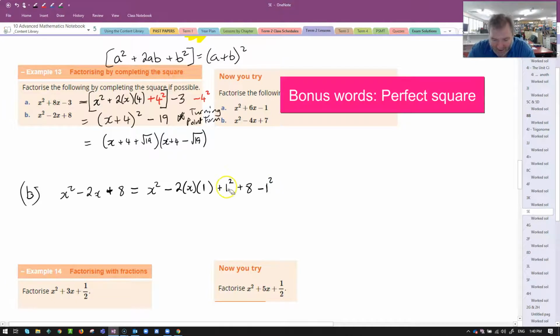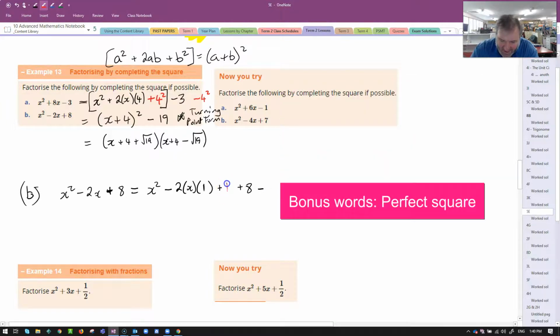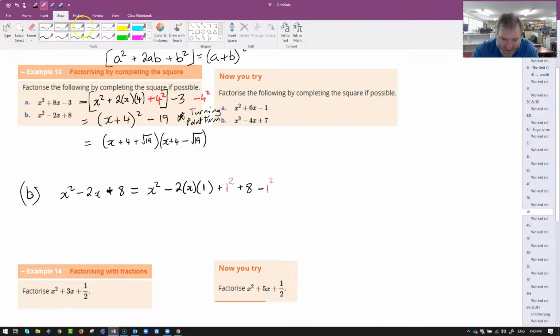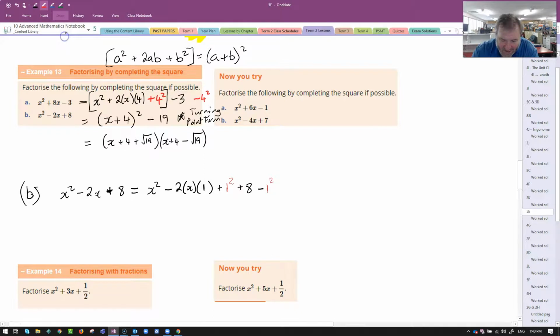Now, just to make it clear what I've done, let's go back and put that in a different colour for now. When you're doing these yourself, there is nothing wrong with actually using a different colour, just to keep your brain thinking about, oh yeah, that's what I'm doing. I'm adding on something, but I'm taking it away. Why did I add it on? Because this first bit, I'm going to be able to factorise. I don't even need to think.